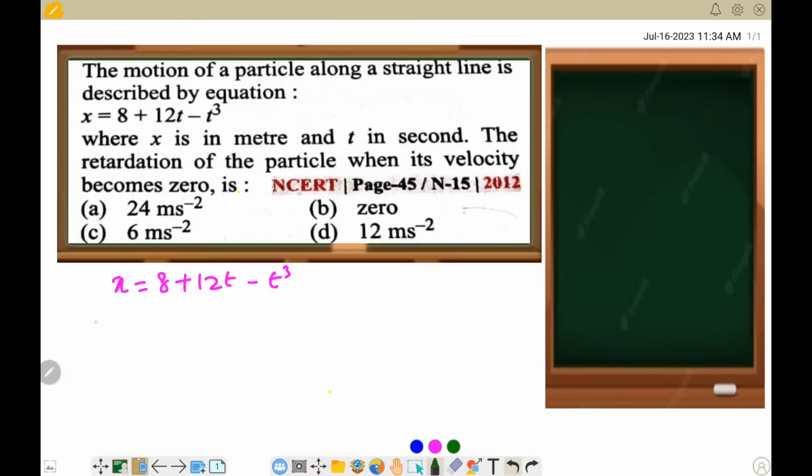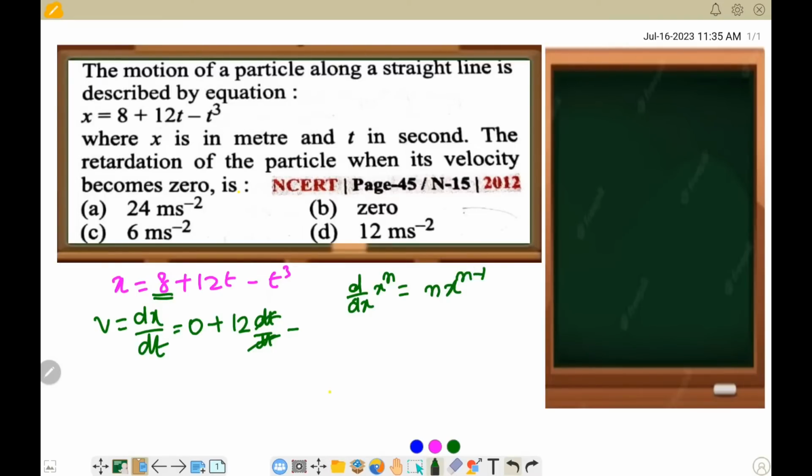So here, velocity means dx by dt. For a constant, the differentiation is 0. And next is 12, and dt by dt will become 1 here. Minus. You all know the formula: d by dx of x power n can be written as n x power of n minus 1. This is the basic formula for differentiation.